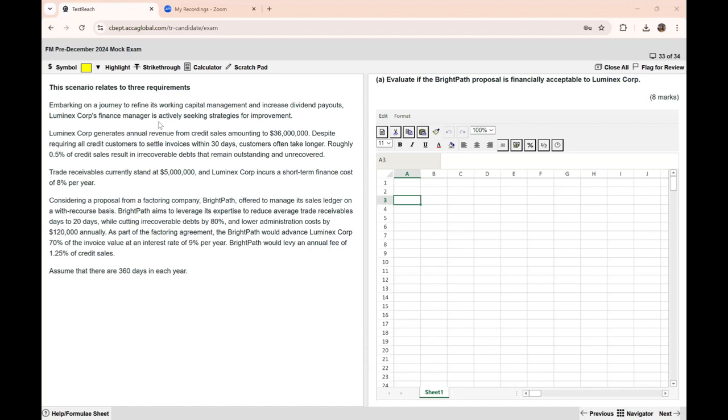Brightpath aims to leverage its expertise to reduce average trade receivable days to 20 days while cutting irrecoverable debts by 80% and lower administration costs by $120,000 annually. As part of the factoring agreement, Brightpath would advance Luminex Corp 70% of the invoice value at an interest rate of 9% per year. Brightpath would levy an annual fee of 1.25% of credit sales. Assume that there are 360 days in each year. If nothing is mentioned, always assume days in a year to be 365. Okay, so let's move to its solution now.